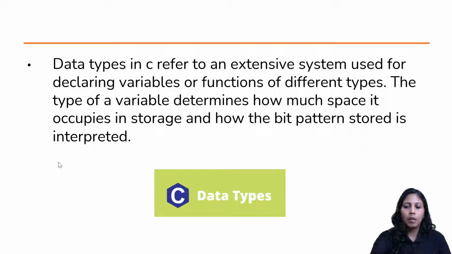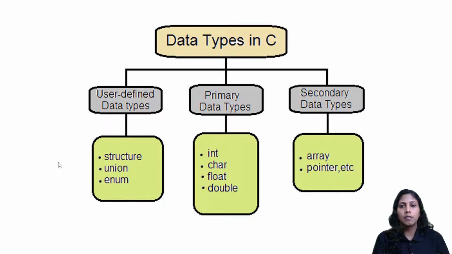So let's get into that. What are the different data types in C? Data types in C we can categorize into primary data type, secondary data type, and user defined data type. Primary data types are integer, character, float, and double. Using these you can declare any variable, and as per the memory requirement we choose one of them. Then the secondary data types are combinations of primary data types, like arrays, pointers, and so on.